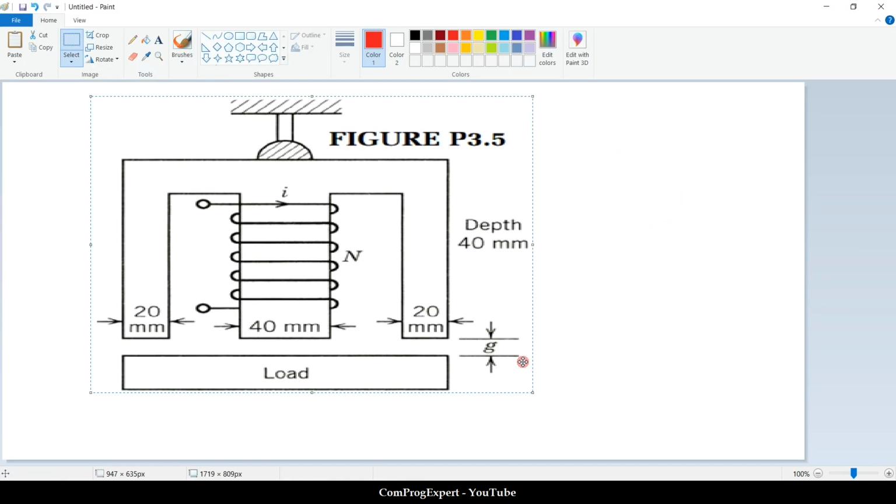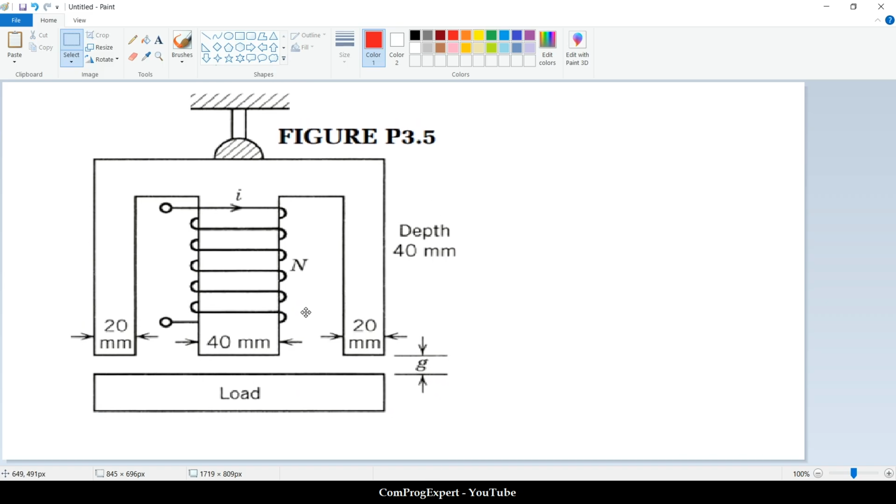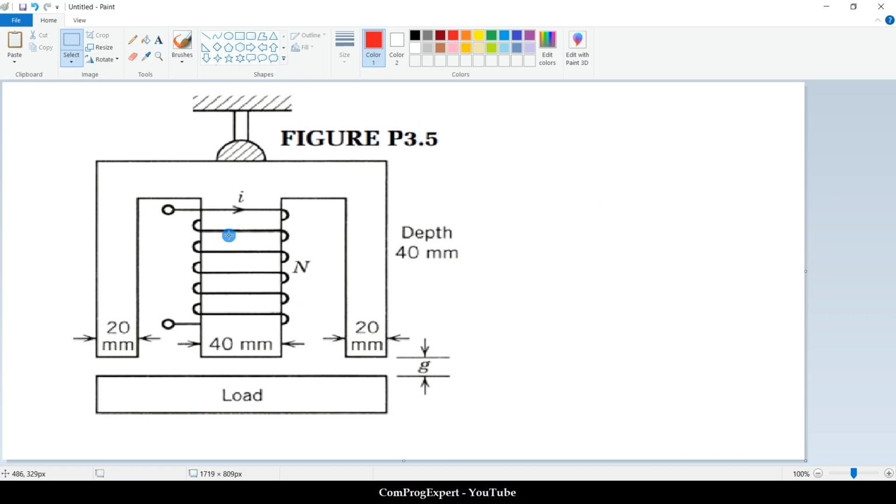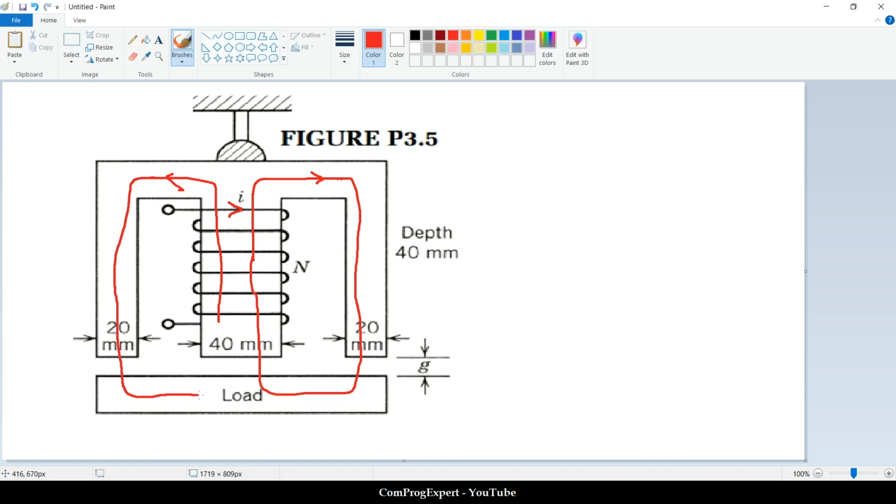Again, we have this coil. This is the direction of the coil current, and the direction of the field generated by this coil is in this direction. You can plot this flux line here and this flux line here. We have 3 air gaps for this problem.